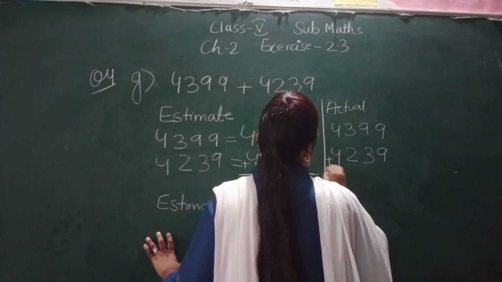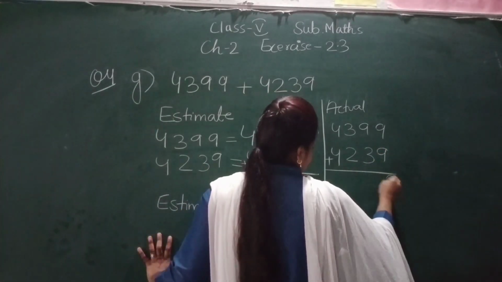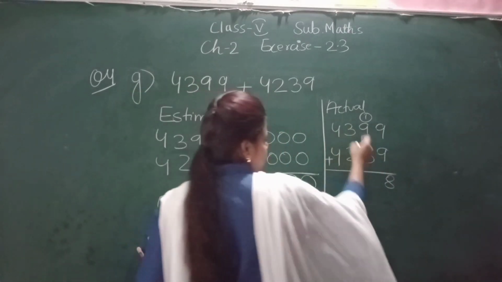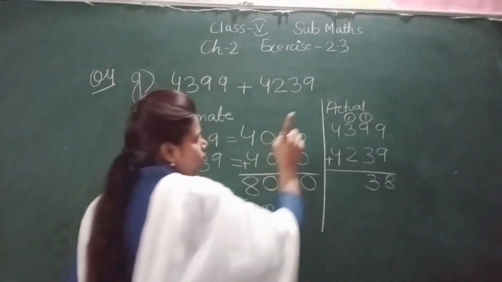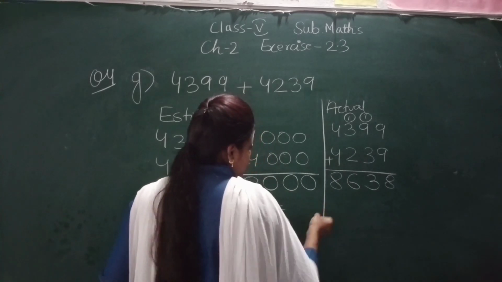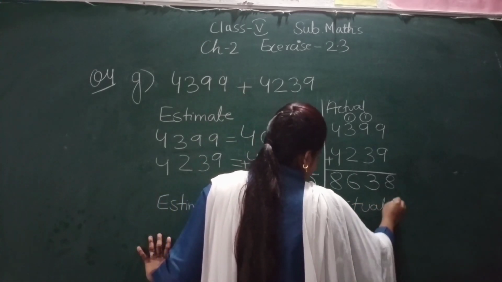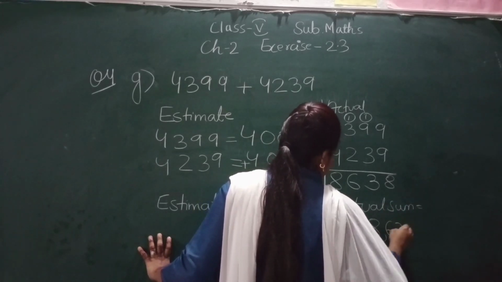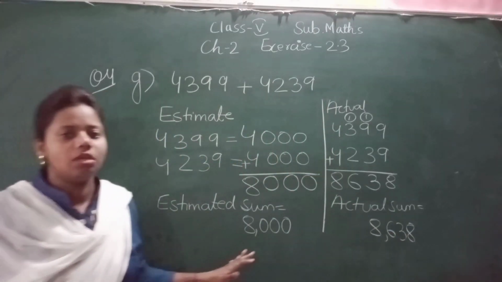9,324. 9 plus 9 is 18. Write 8, 1 carry. 9 plus 3 is 12. 12 plus 1 is 13. 1 carry. 3 plus 2 is 5. 5 plus 1 is 6. 4 plus 4 is 8. So this one is the actual sum. The actual sum is equal to 8,638. So this one is the actual sum and this one is the estimated sum.